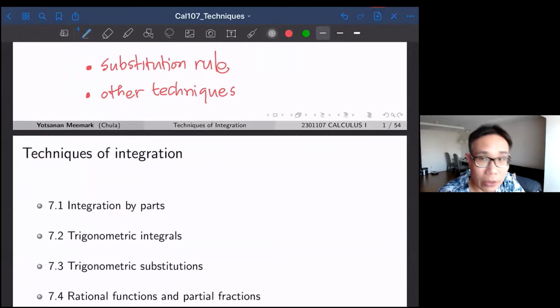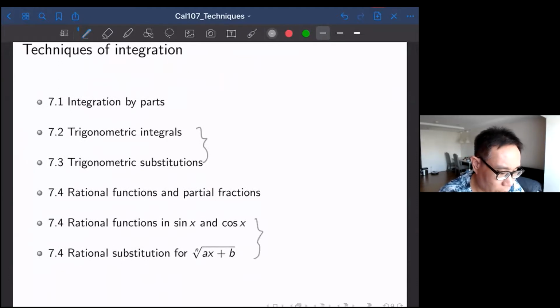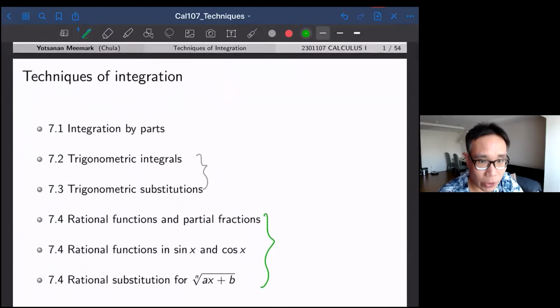The second one is gonna be the trig integral. We're gonna study this together with the trigonometric substitution. And for the partial fraction, we're gonna have two applications. It's gonna be the integral of rational function in sine and cosine, and the rational substitution of the nth root of ax plus b. So you're gonna have by parts, trig integral, and partial fraction. Okay, so this is the conclusion of what we're gonna see.